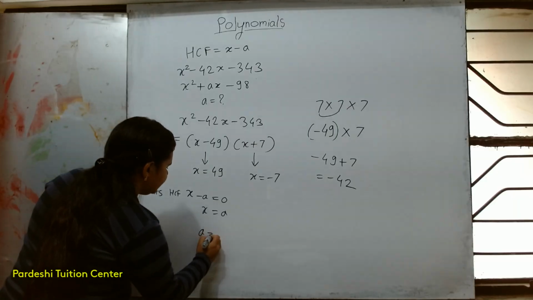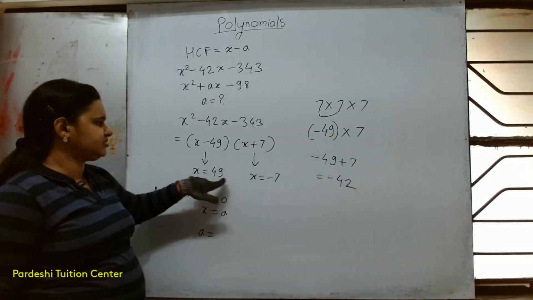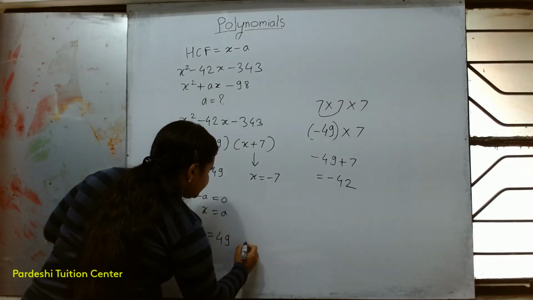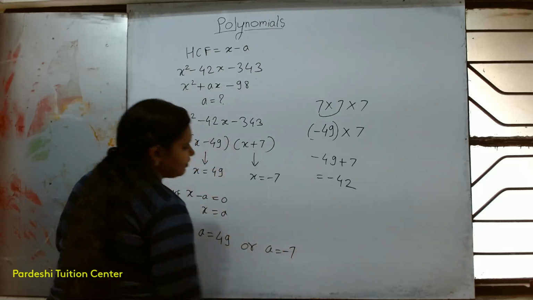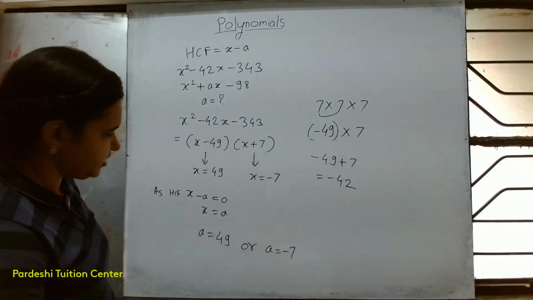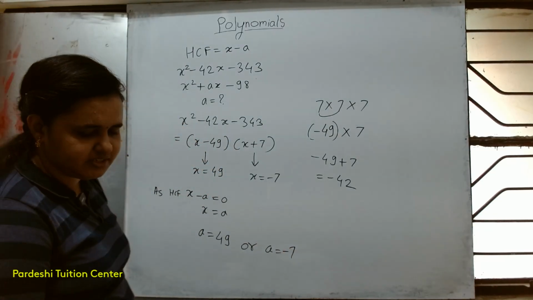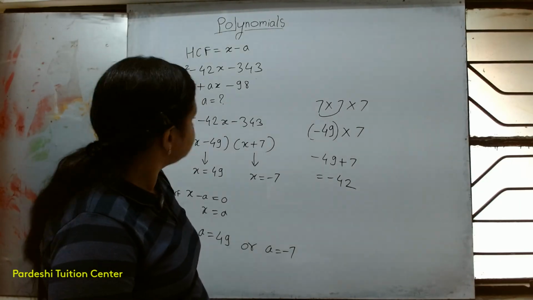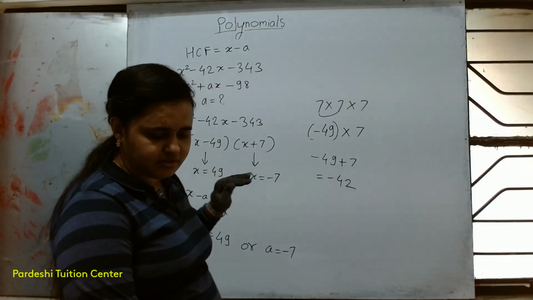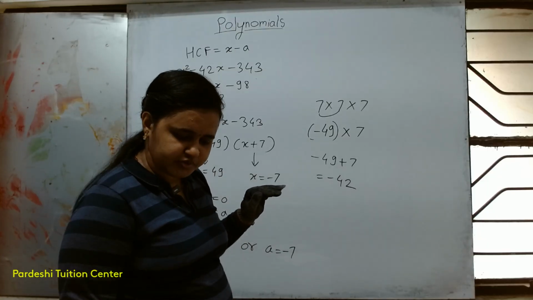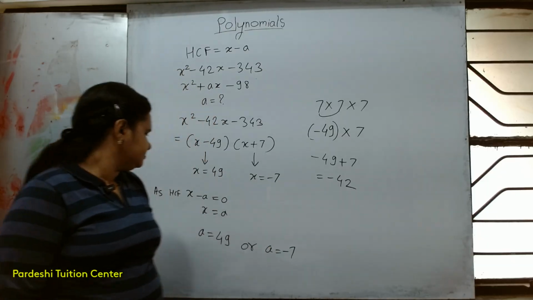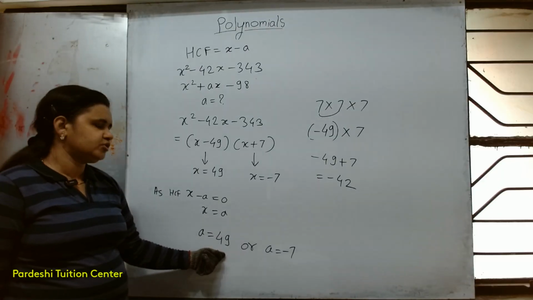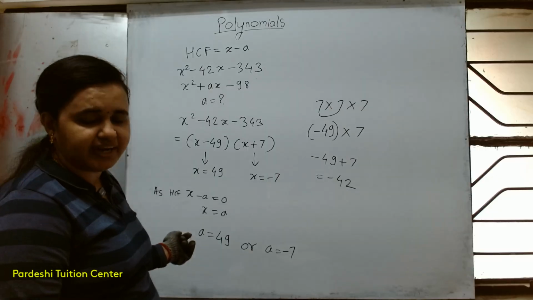Okay, so a is equal to x, and x is coming as 49 and minus 7. So a will be equal to 49 or a will be equal to minus 7. But in the options 49 is not given, only minus 7 is given, that is option S. So for question B it is option S, that is minus 7. If 49 was also given, we would have to write the option of 49 also, but here only minus 7 is given.